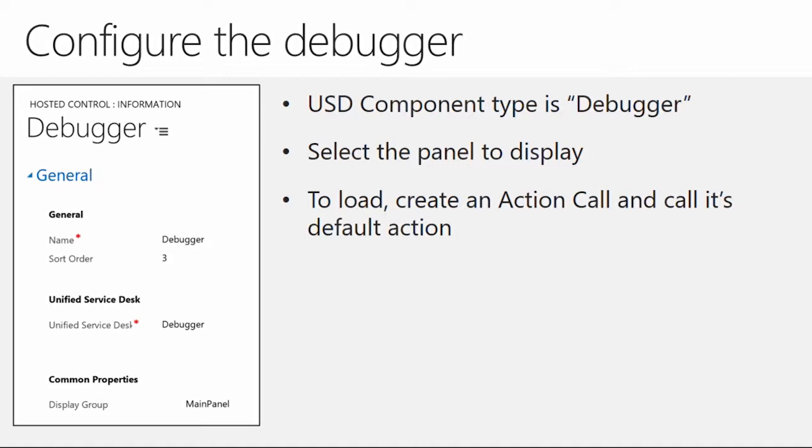And then what you typically do at that point is you create a host or an action call, and then in that action call, you call the debugger as the default action to load it in. We'll show you that inside the demo, how it's actually loaded into the application, but you basically use the hosted control, specify where you want to display it, and then load it into the application using an action call.